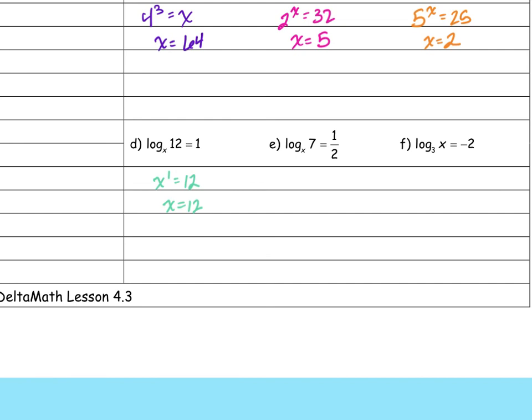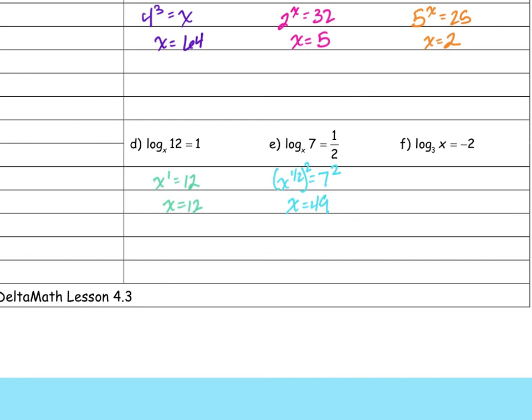The letter E says x to the 1/2 equals 7. So there's a couple different ways you can think about this. You can remember that 1/2 means that's the square root. So I can say the square root of what number equals 7? Or I can say, well, how do I undo the 1/2? Well, I multiply by 2, right? 2 times 1/2 is 1. And if I square one side, I'm going to square the other side. So x equals 49. I kind of like that way to think about it.